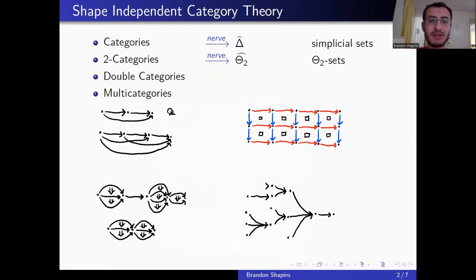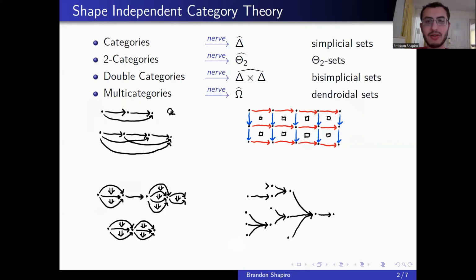pasting diagrams, such as those below left, that compose into a two-cell in a two category. Likewise, double categories have a nerve into bisimplicial sets, where the bisimplices can be thought of as two-dimensional grids, and multi-categories have a nerve into dendroidal sets, whose objects are trees, the diagrams which can be composed in a multi-category. Mark Weber has shown that these are, in fact, examples of a general phenomenon, where any type of higher category, modeled by what is called a familial monad, has a fully faithful nerve construction to a presheaf category, canonically constructed from the monad itself.